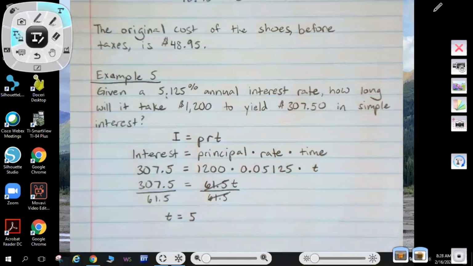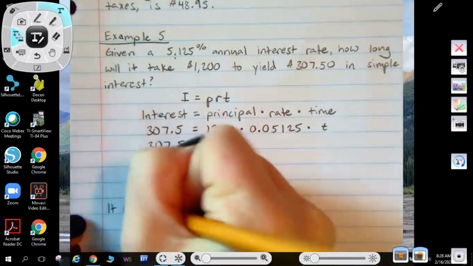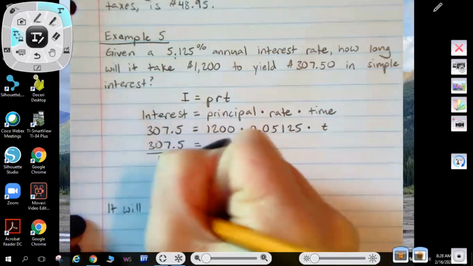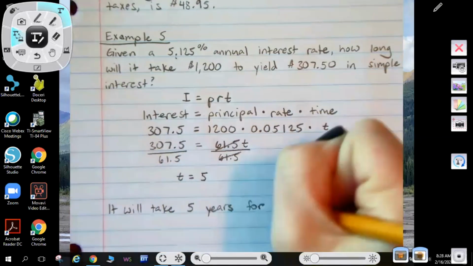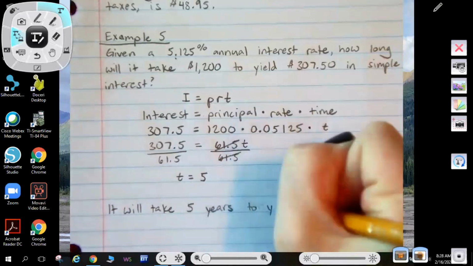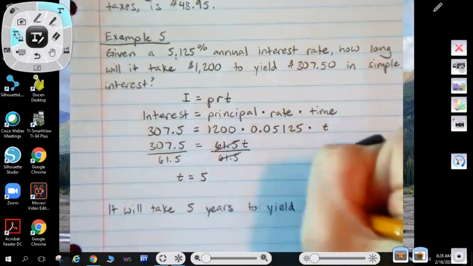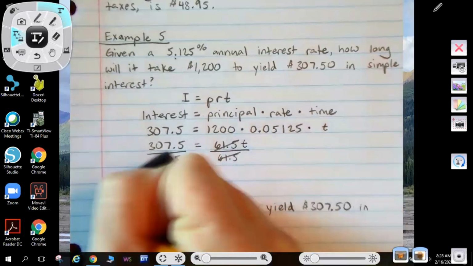Okay, so what this answer means, we're asking about an annual interest. So our time is in years. So this answer means it will take 5 years, we'll just say it will take 5 years to yield $307.50 in simple interest.